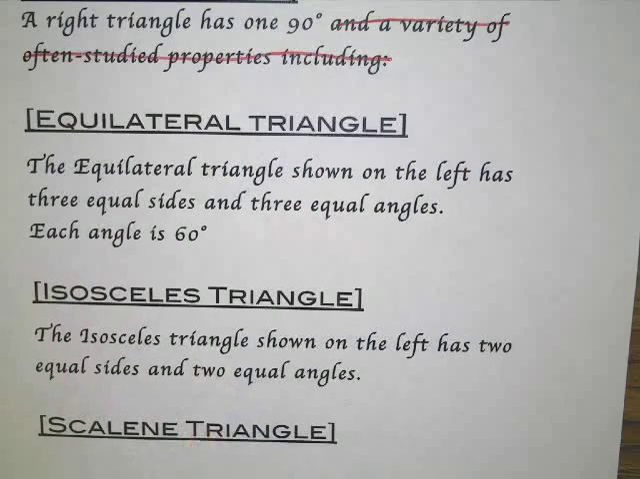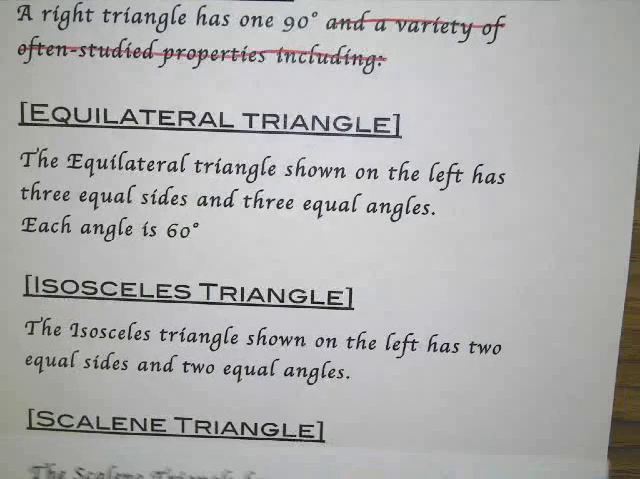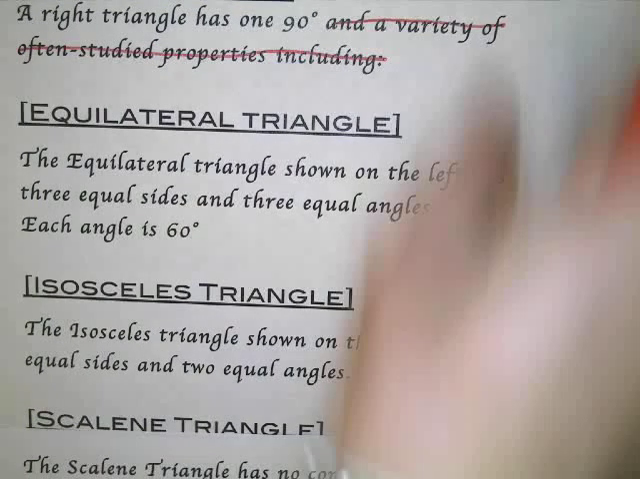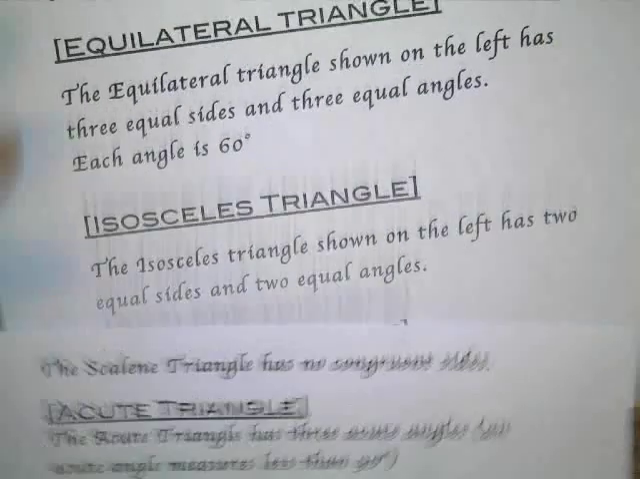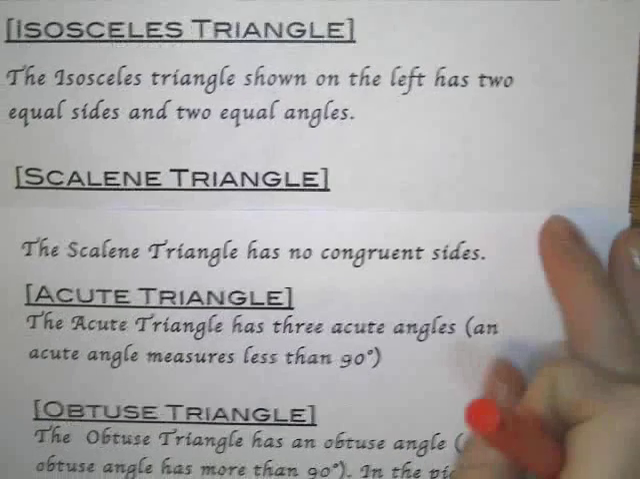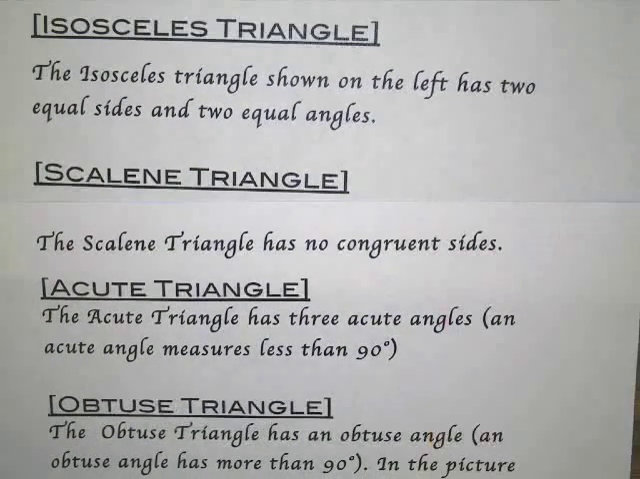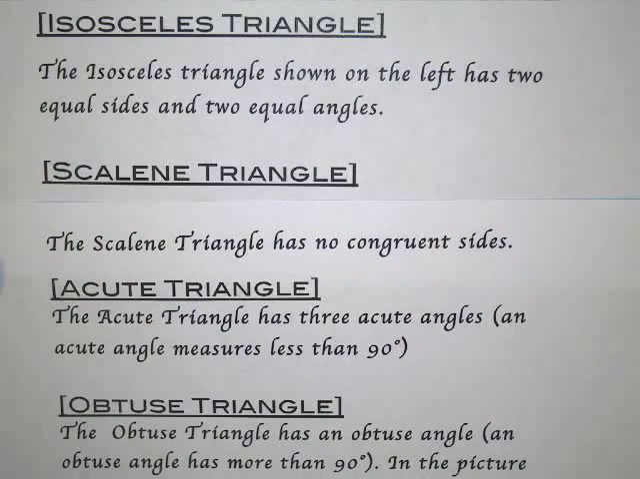Okay? So then we have the next triangle, the isosceles triangle. It has 2 equal sides and 2 equal angles. That would be an isosceles. Our scalene triangle has no equal or congruent sides, which would also mean it has no equal or congruent angles.